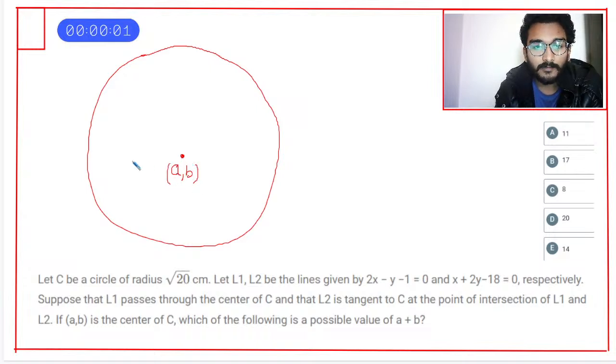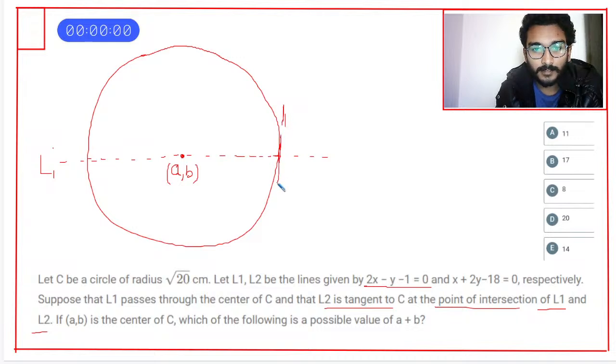Coordinates are given. Let L1 be a line passing through the center of C. So L1 is this line passing through this. So that's this line is L1. The equation of L1 is given to us. L2 is a tangent to C at the point of intersection of L1 and L2. So L2 is a tangent at this point. So that's L2. The equation of L2 is given. Which of the following is a possible value of A plus B?